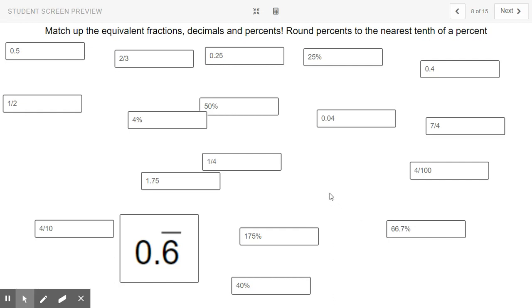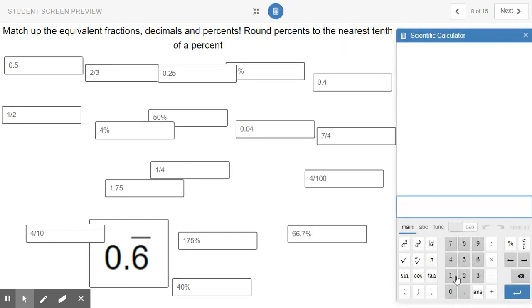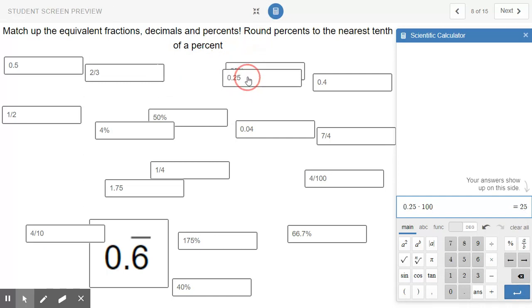Okay, so I'm going to start out by matching my decimals and percents first, and then I will find the fractions that are equal to those. So right off the bat, at the top we've got 0.25, and I know that if I take a decimal and multiply it by 100, you can try that out, 0.25 times 100 equals 25. So I know 0.25 and 25% go together.